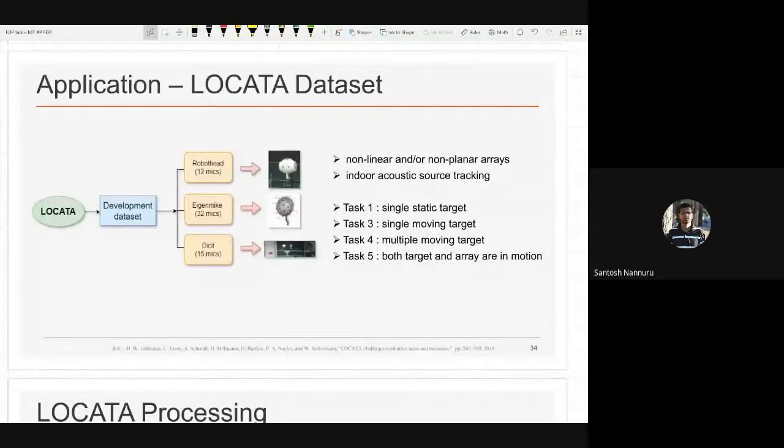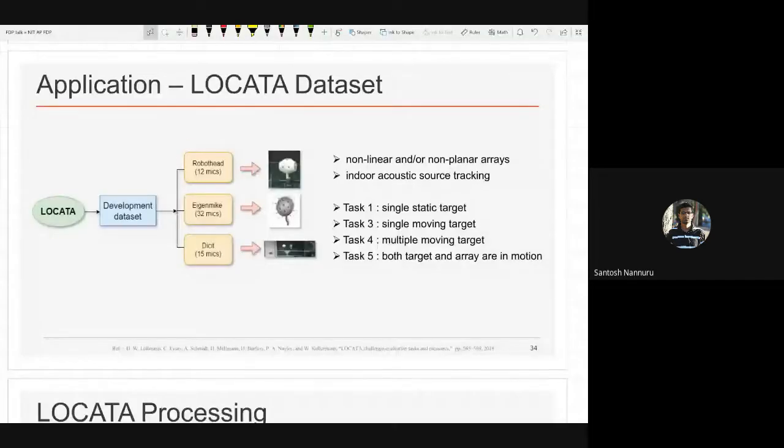Okay. So if you are interested in acoustic source tracking, array-based direction estimation, this is a very interesting data set. They have recordings from various microphone arrays. Some are linear, non-linear, all kinds of different arrays. And they have provided different tasks.